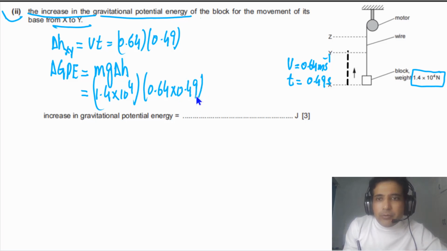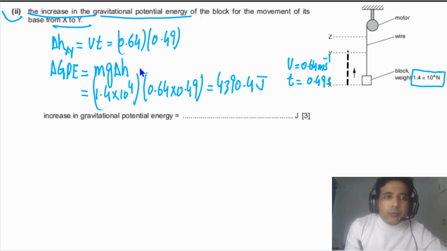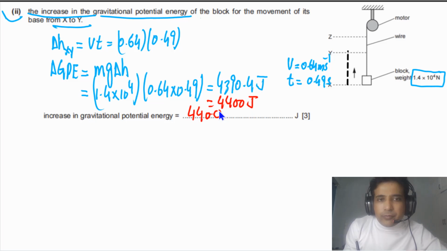Now if we simply solve this one, our final answer in this case will be equal to 4,390.4. So this is up to 5 SF. But if you look at the given data, this is given up to 2 SF. So simply we can write down our final answer. This is 4,400 up to 2 SF. So this is our final answer, and this is how you can figure out this type of questions.